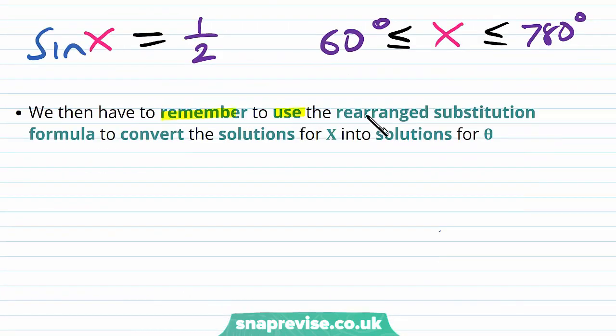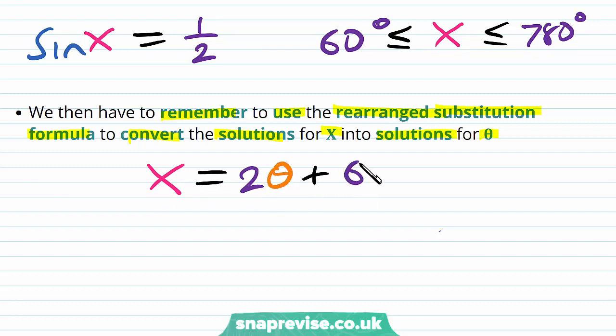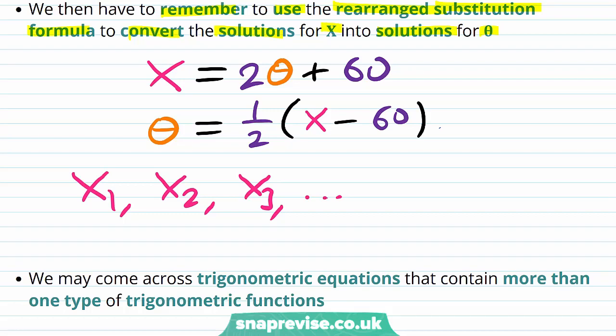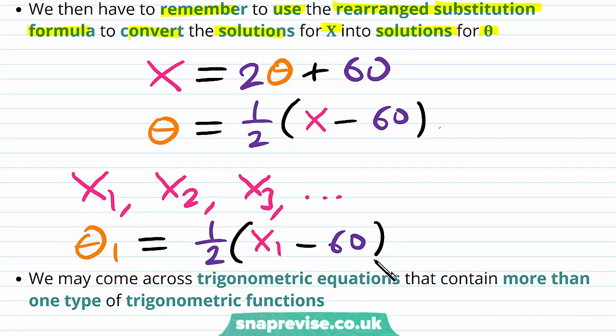We then have to remember to use the rearranged substitution formula to convert the solutions for x into solutions for theta, the original variable. We again had that our capital X was defined by 2 lots of theta plus 60. We rearranged this and we got that theta was equal to 1/2 of x minus 60. Let's say our different solutions were x1, x2, x3, and so on. We get our corresponding theta solutions, say theta 1 to start with, by just doing 1/2 of the corresponding x1 minus 60. And you get the others by doing the exact same thing with x2, x3, and so on.